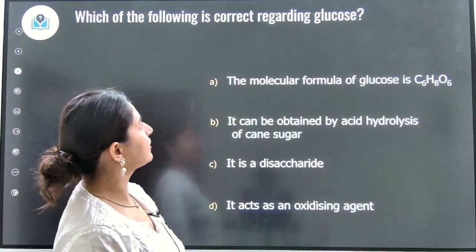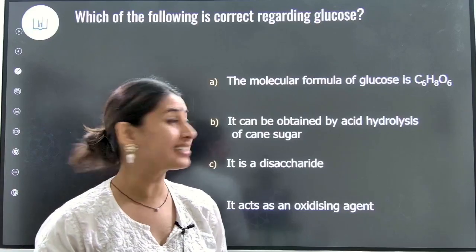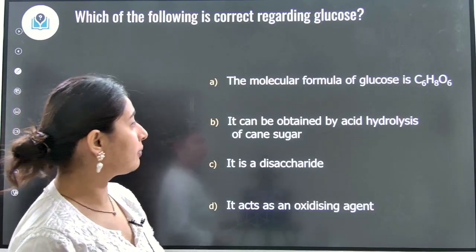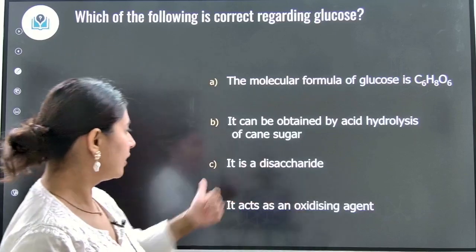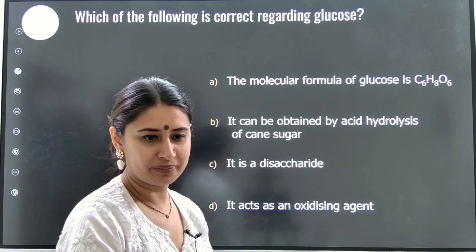Next, which of the following is correct regarding glucose? Option A, the molecular formula of glucose is C6H8O6. Is it? Option B, it can be obtained by acid hydrolysis of cane sugar. Option C, it is a disaccharide. Option D, it is an oxidizing agent. What do you think? Let's see.